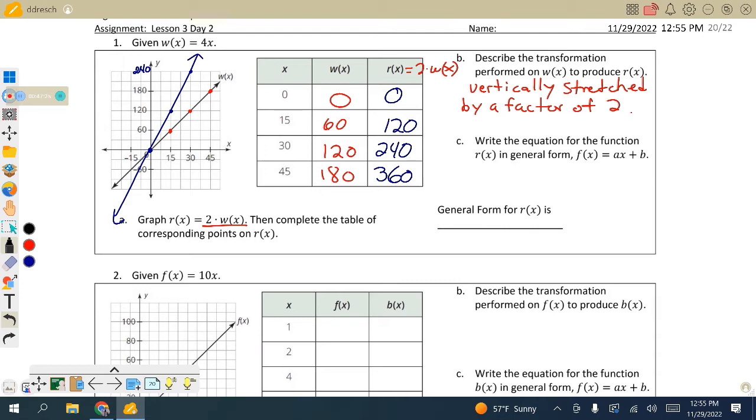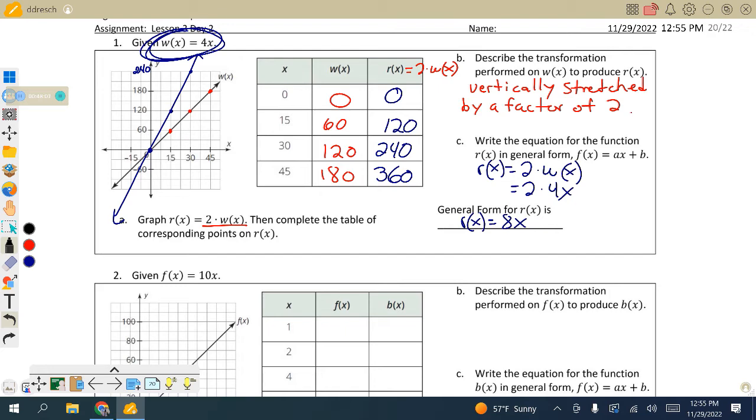And let's finish this off in letter C. There's that general form, ax plus b. So what did we do? We took the original times 2. Now, what is the original? Is it just x? What was the original, the given right here? So we took the 4x and doubled it. So what is 2 times 4x? 8x. So the equation for our new guy that we just made is 8x.